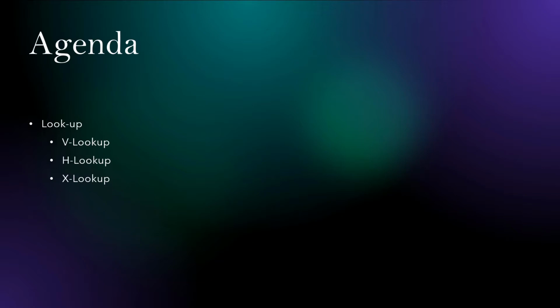So on today's agenda, we're going to be looking at the various lookup functions within Microsoft Excel. We're going to start off with the vertical lookup, known as the VLookup, its little sibling, HLookup, which is a horizontal style lookup, and the newest member of the lookup family, the XLookup.